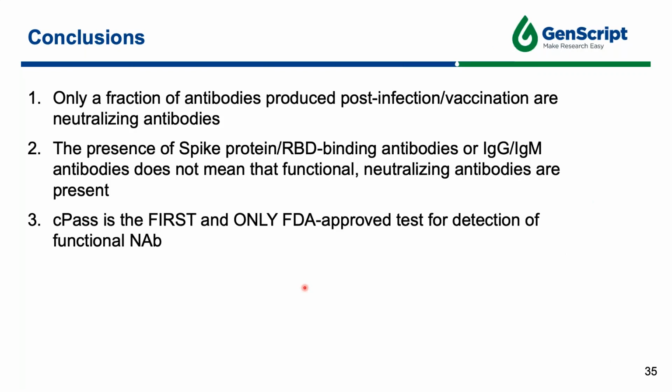So, in conclusion, we know that only a fraction of antibody produced post-infection or vaccination are neutralizing antibodies, and the presence of spike protein or RBD binding antibody or IgG or IgM antibody does not mean that functional neutralizing antibody are present. So as of now, cPass is the first and only FDA-approved test for detection of functional neutralizing antibody.